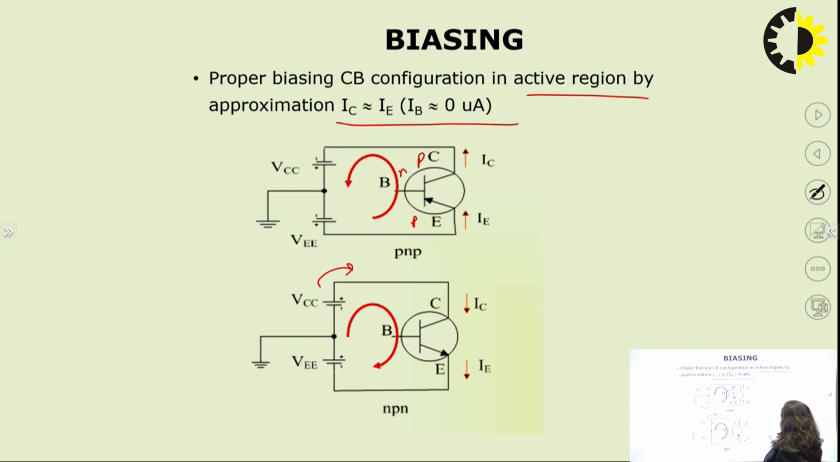The current flow in the PNP type of transistor is from P to N side. So that's why the current direction is from P to N side. That's why IC is in the upward direction. Similarly, IE is in the upward direction. In the same way, this is NPN, so the current direction is from N to P side.